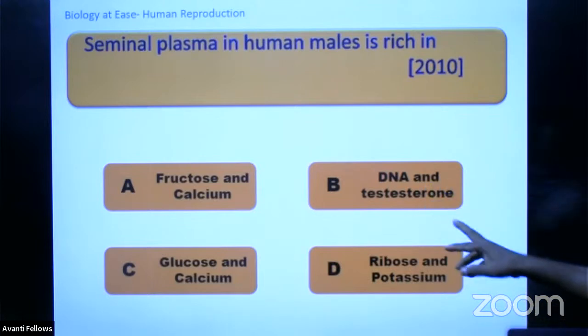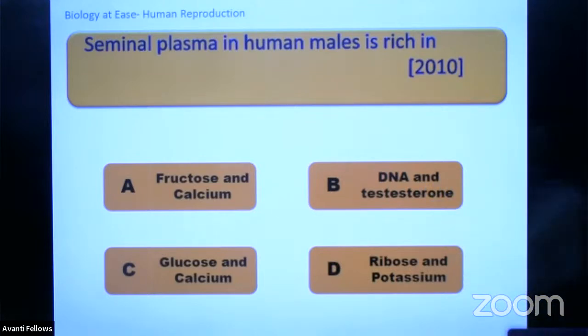Actually, fructose and calcium stimulate the activity of the sperm. Sperm get activated by the secretions of the seminal vesicle only, and we call it the seminal plasma. And the correct answer is A only. It is fructose and calcium.